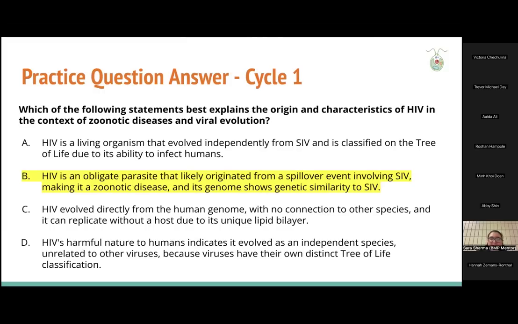C is also wrong because it's not directly from the human genome, and there is a connection to other types of viruses like SIV. Similarly, that's also why D is wrong, because they're not on the tree of life when it comes to classification. So they're not considered living.